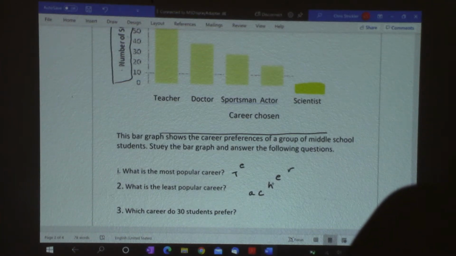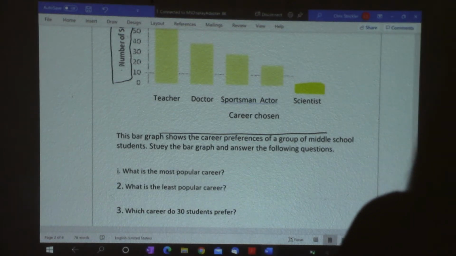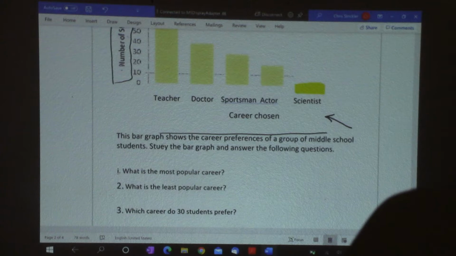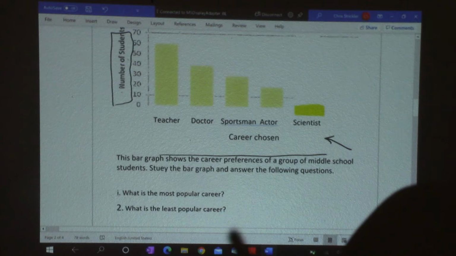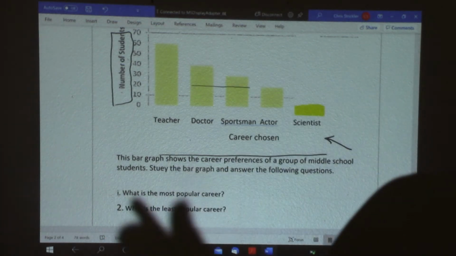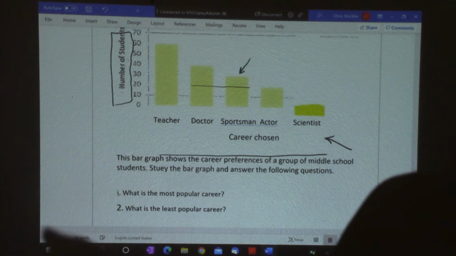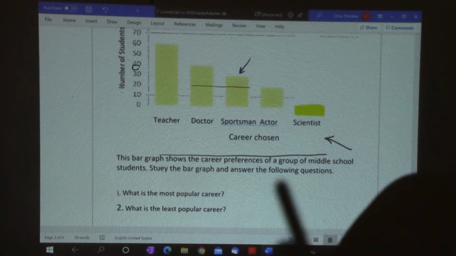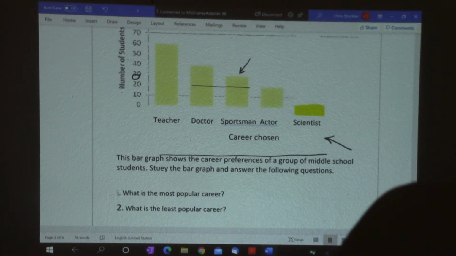All right, so that's the answer to number 1. Okay, what is the least popular career? Well, obviously, that would be scientist. So we want to write scientist down for number 2. Which careers do 30 students prefer? So the number of students is over here, and if we go across, that would be sportsman. So right there is sportsman, and that's at 30. All right, let's put it above.